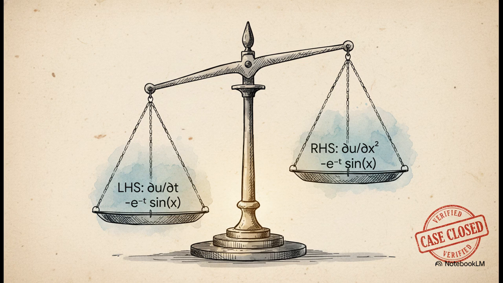So, how do we check? We just need to plug it into both sides of the equation and see if they match. On the left side, we need the time derivative. That's pretty easy. It just gives us negative e to the negative t sine of x. For the right side, we need the second derivative with respect to position. Okay, so the first derivative of sine of x is cos x, and the second derivative is negative sine of x. So the right-hand side is also negative e to the negative t sine of x. They match perfectly. Case closed. This is a genuine solution.